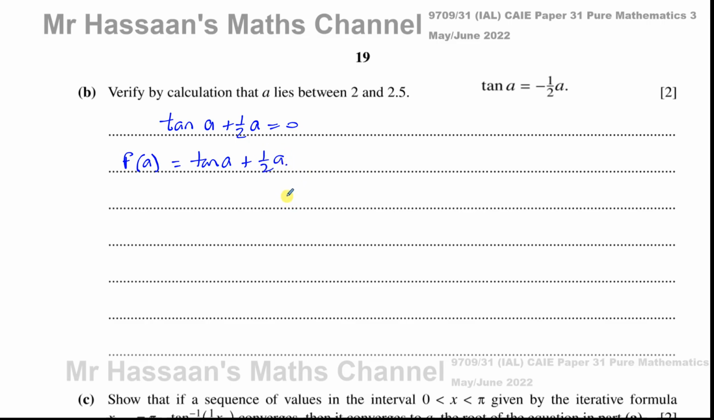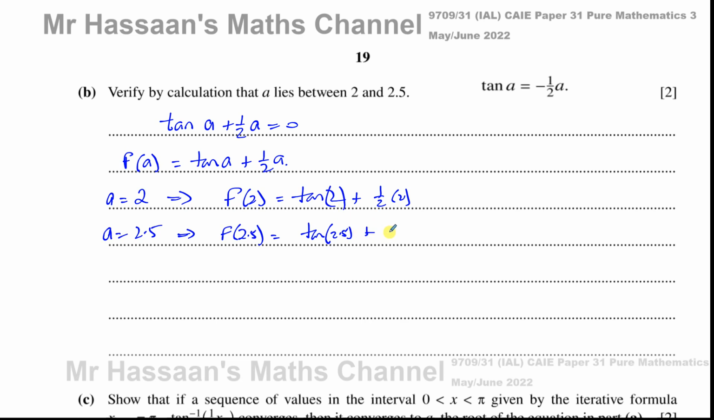Now I'm going to replace A with the two values they told us to use. I'll put A equals 2 inside this function, so f(2) is equal to tan of 2 plus a half times 2. And I'll put the other value, A equals 2.5, so f(2.5) equals tan of 2.5 plus a half times 2.5. And I see what values we've got.